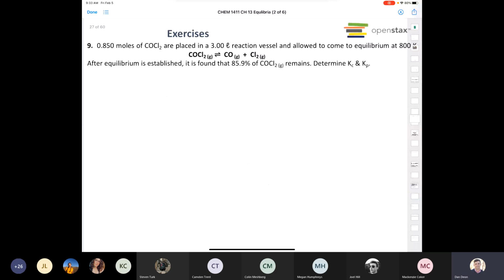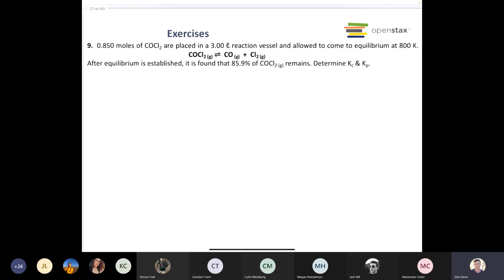And I introduced to some of you the concept of the ICE table last class, the initial, change, and equilibrium table, the ICE table. And we're going to use an ICE table to solve another problem here. So let's take a look at it.